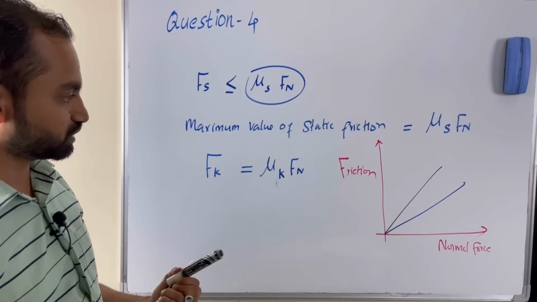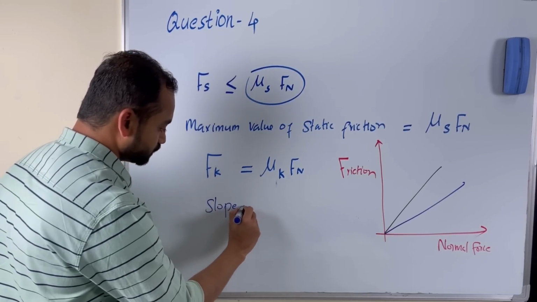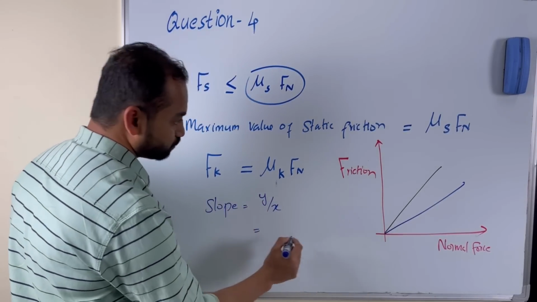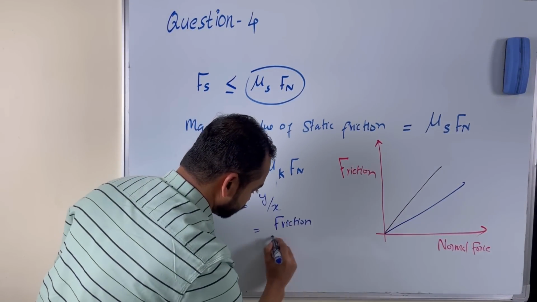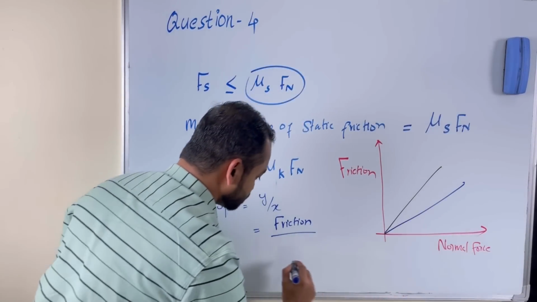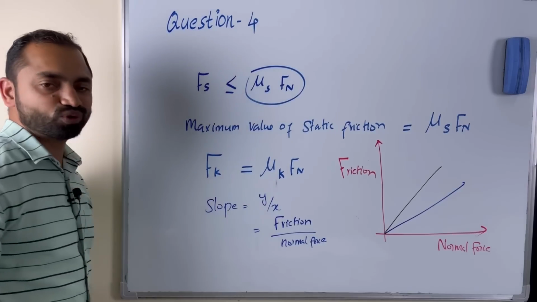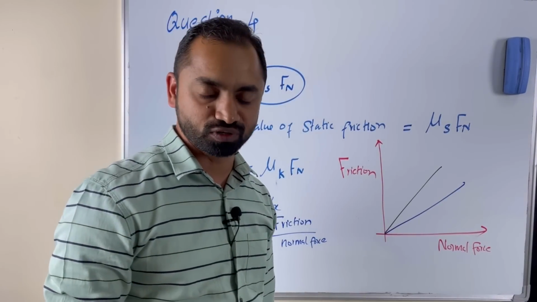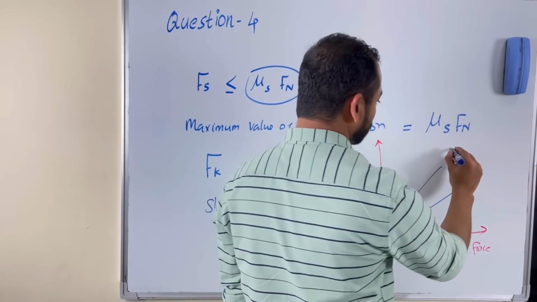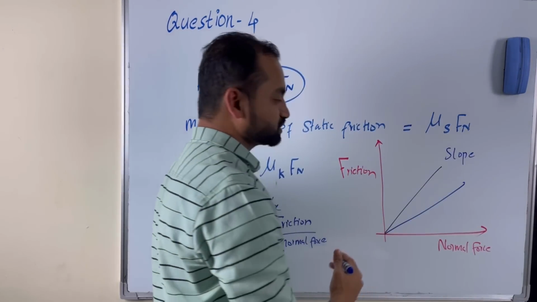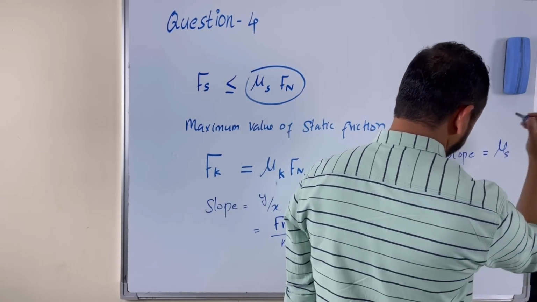And what is the slope of the graph? Slope is y by x, right? Slope is always equal to y by x. So what is on the y axis? Y axis of this graph is friction, right? Friction. And what is on the x axis? X axis of this graph is normal force. So we have already discussed what is friction divided by normal force. Friction divided by normal force is the coefficient of friction. So the slope of the friction against normal force graph will be equal to the coefficient of friction.